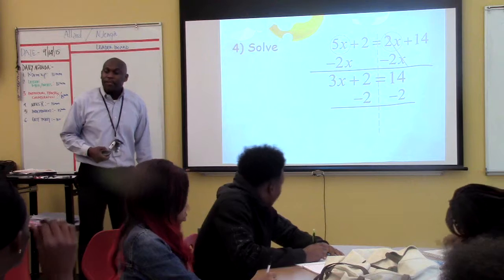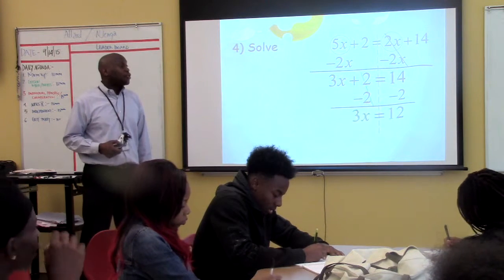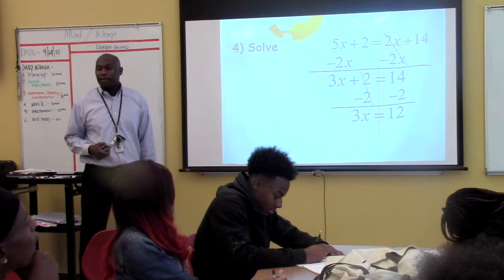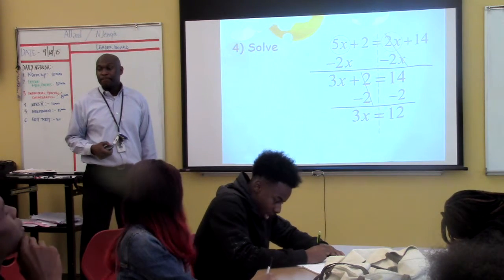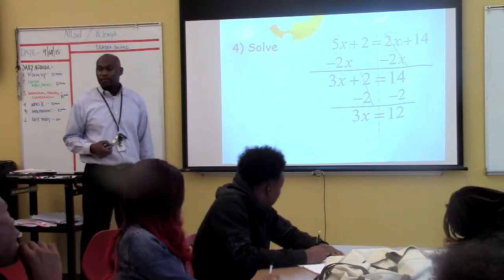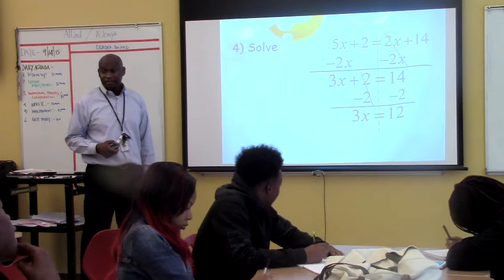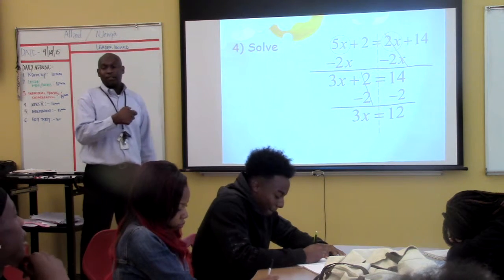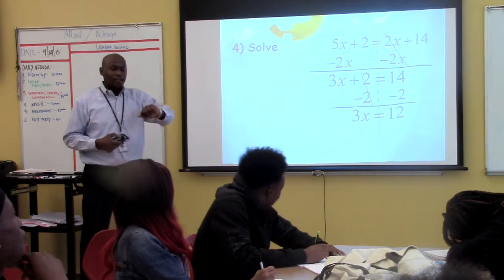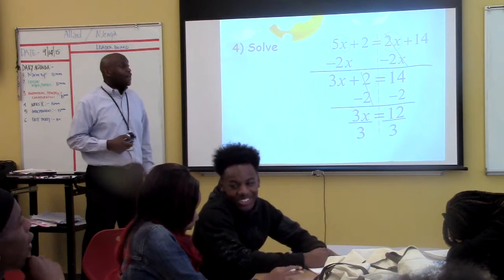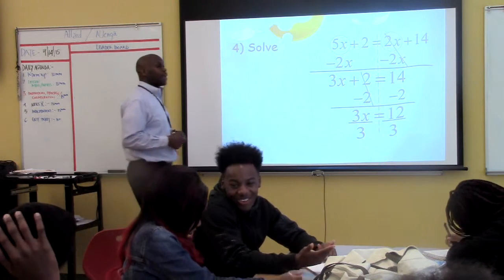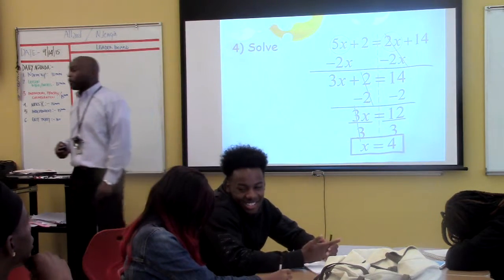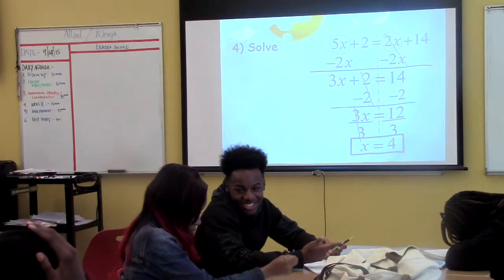Yes, we need all the x's on one side. So it's going to be 3x is equal to 12. And what is 12 divided by 3? 4. That's why I need y'all to focus. So then we get our 3x, divide both sides by 3, and we get x is equal to 4. Oh, I did my division wrong.